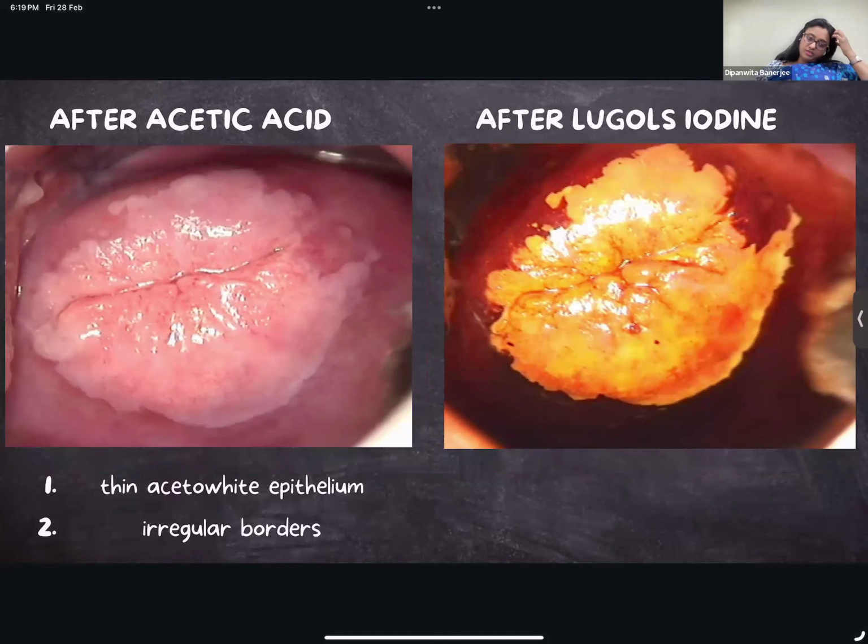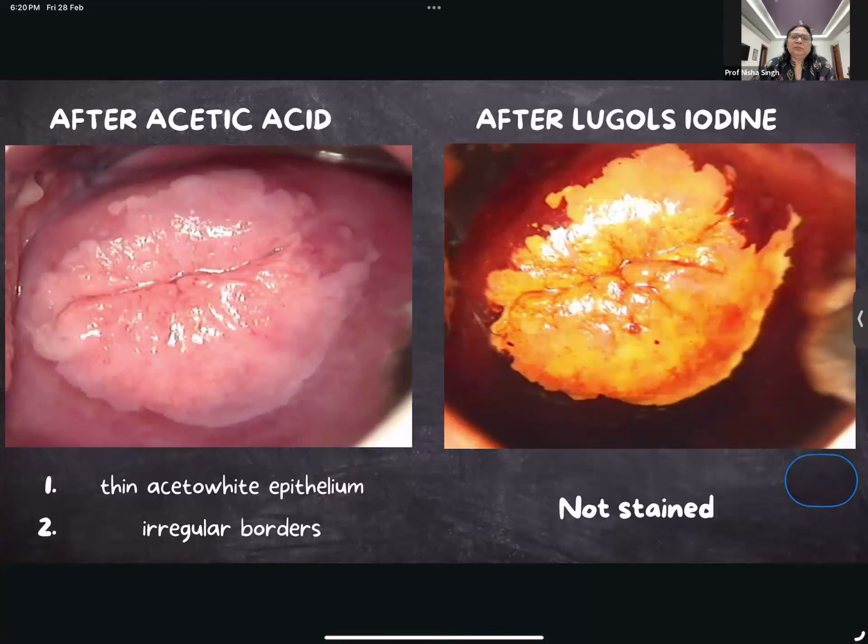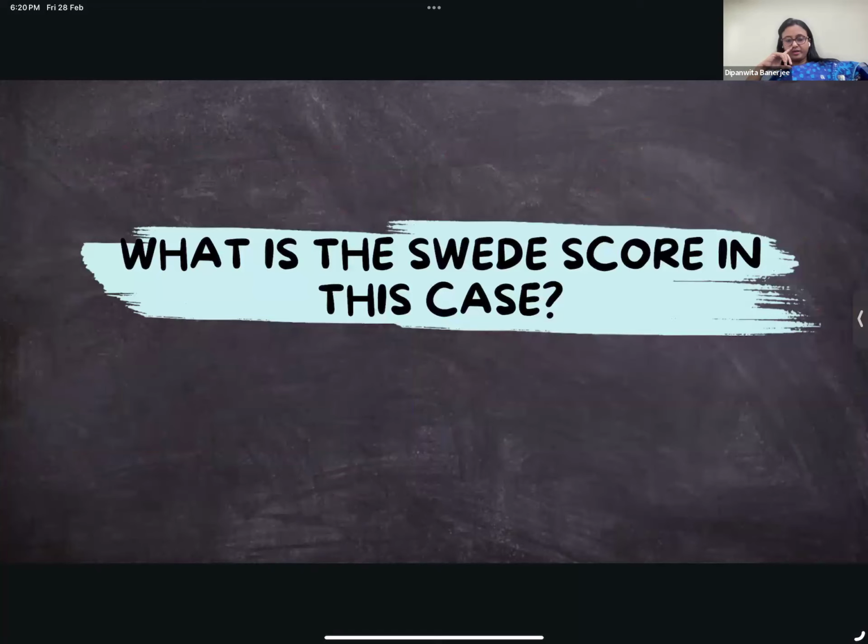So with this finding, the colpo interpretation, if we go by the IFCPC colpo terminology, is whether it is a normal finding, minor grade abnormalities, major grade abnormalities, or suspicious of cancer. Here, as you rightly mentioned, it is a thin acetowhite epithelium with an irregular geographic border, occupying all the quadrants, circumferentially around the os. So looking at this, her SWEDE score would be 5.